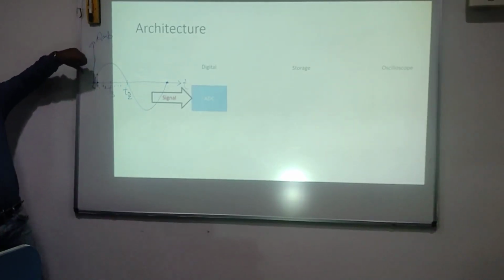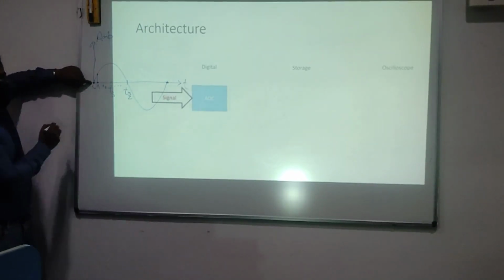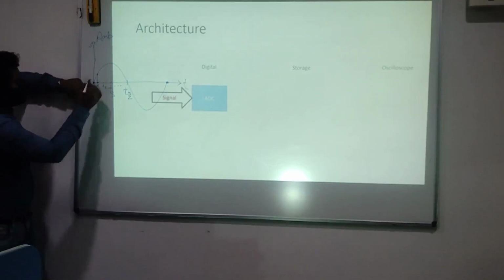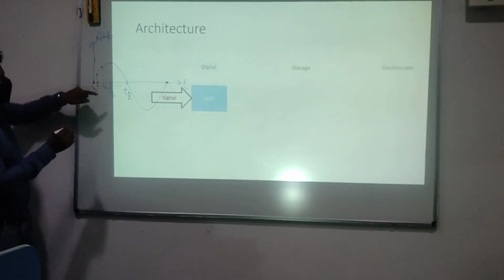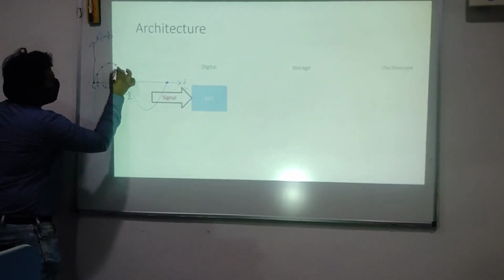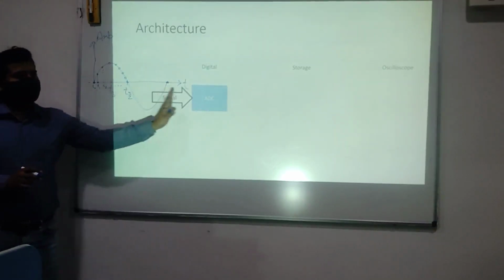So what is DSO going to do? DSO will find out what is the value at T0. It will hold that. What is the value at T1? It will hold that. What is the value at T2? This is how it will store these values. Similarly for the whole waveform.